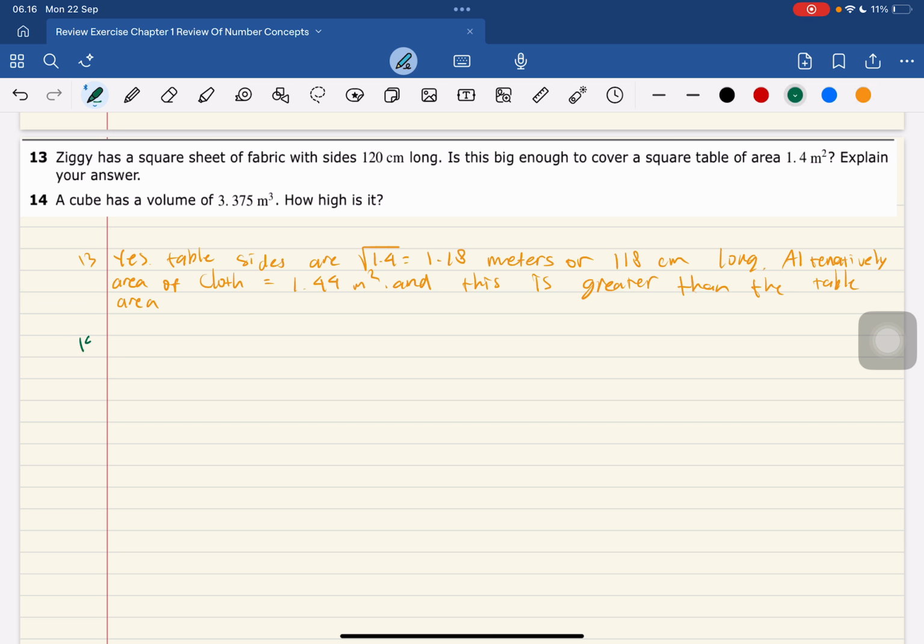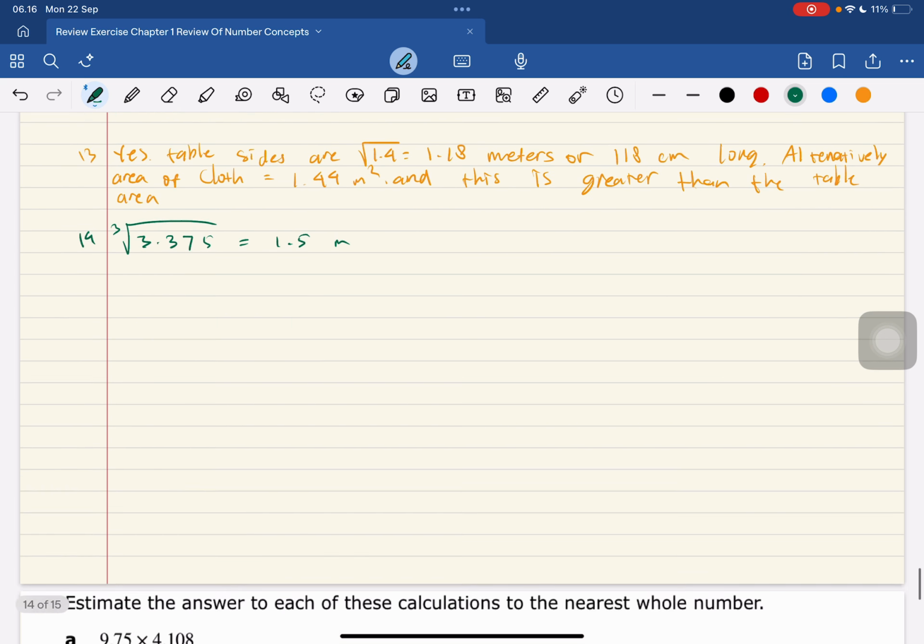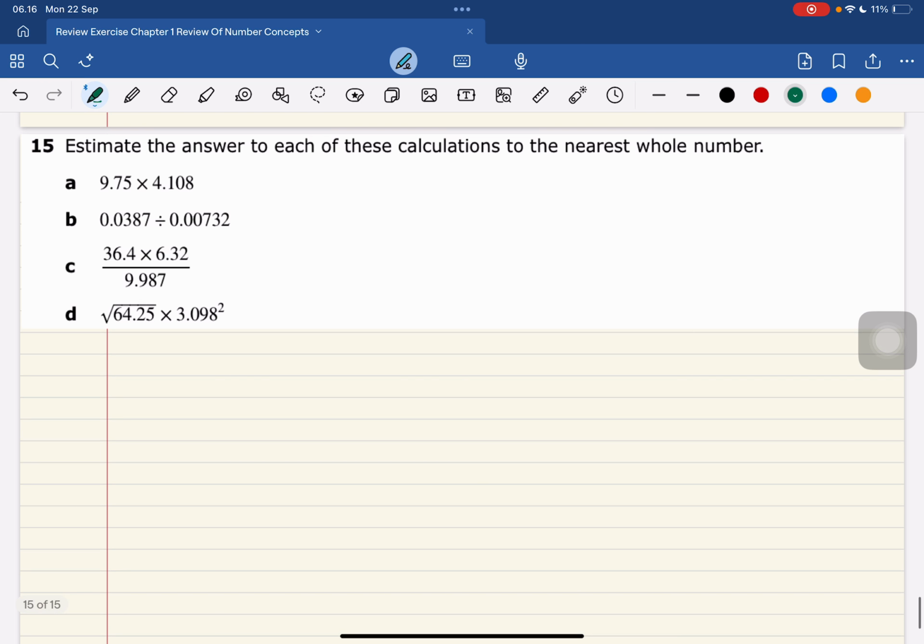14. The cube has a volume of 3.375. So we just need to find the cube root of it, which will give us the answer of 1.5 meter. Okay, this is the last number.